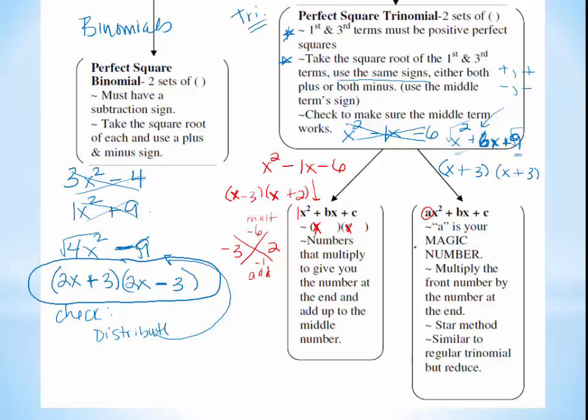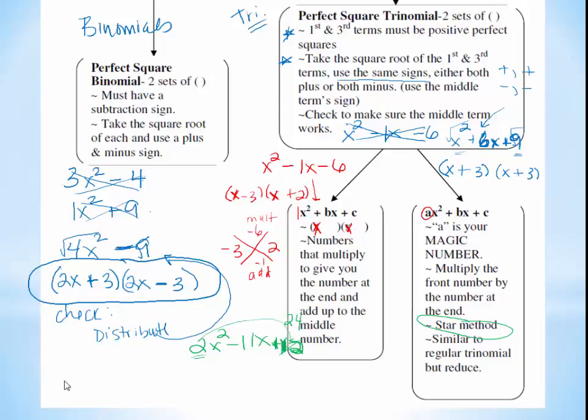Now, very similar to that, let's throw in a number out in front. 2x squared minus 11x plus 12. Okay, and some teachers teach magic number different ways. Some people do little sets of parentheses. I'll talk about them both, but then I usually stick to the star method. Your magic number is the number out in front. But we don't try magic number unless we've tried all the other methods. So we're going to multiply the front number, which is the magic number, by the end number. So what is 2 times 12?